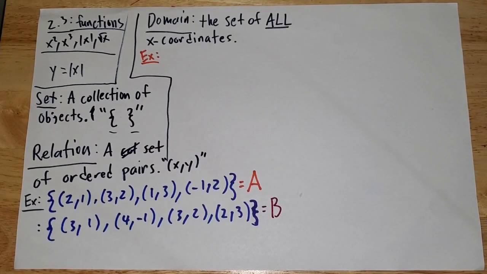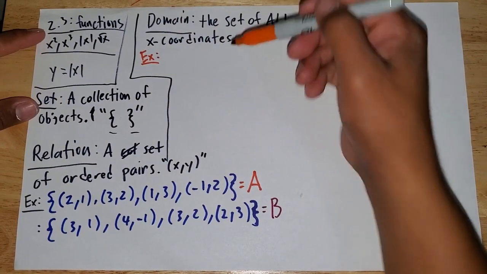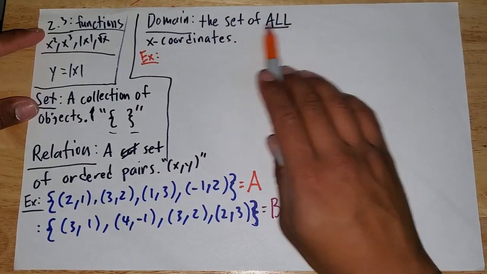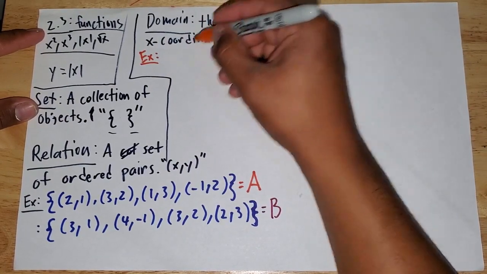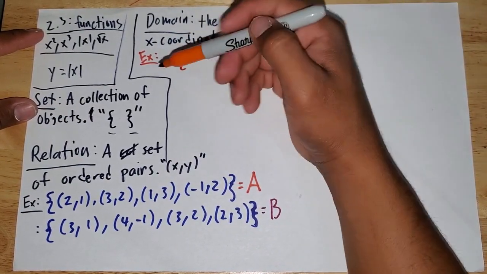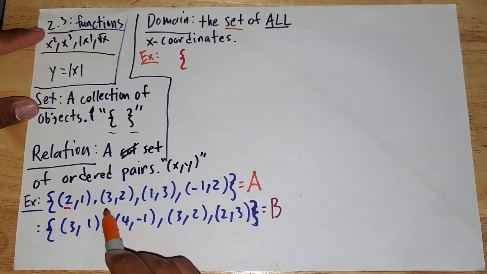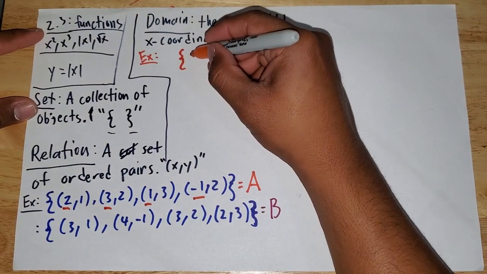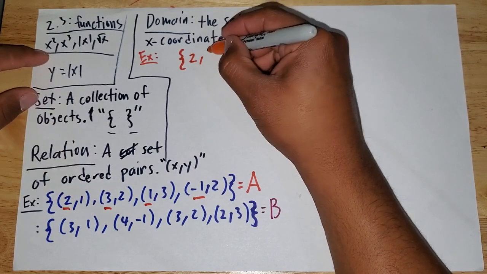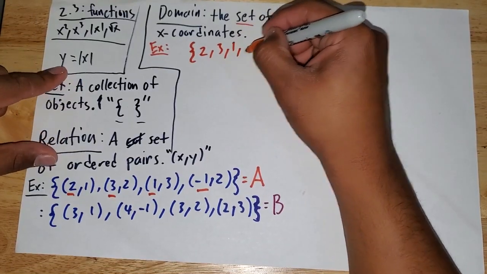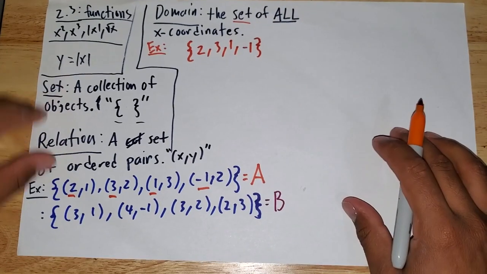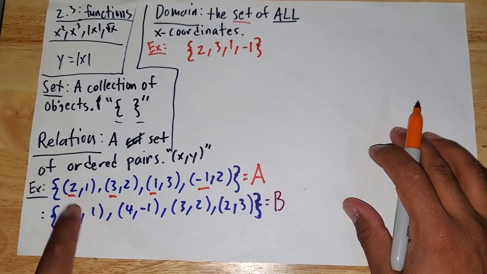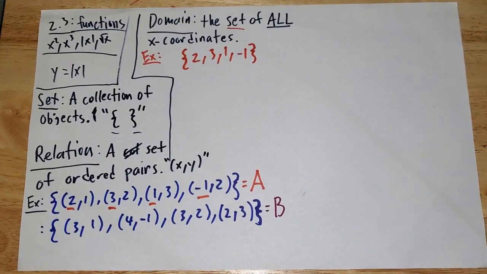So if I'm going to find the domain of A, it's the set of all x coordinates. Remember, it's still a set, so we have to use set notation. You have to look at all the x coordinates of A and list them out. It has a 2, it has 3, there's a 1, and there's a -1. I don't write these as ordered pairs because I'm just looking at that one number, the x coordinate. That's the domain of A.